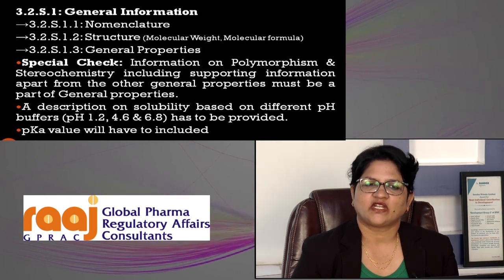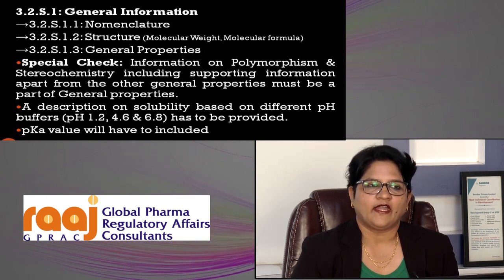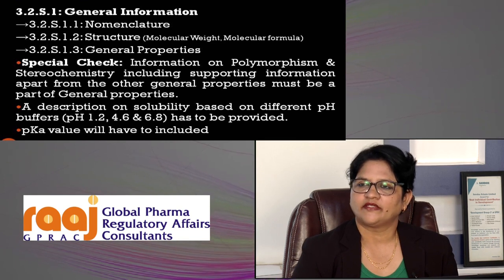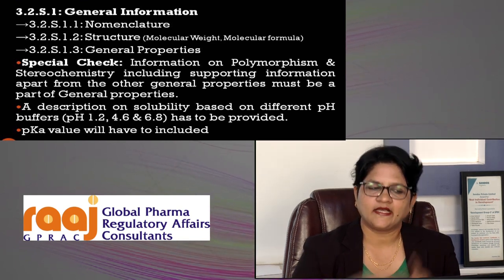So these are the special checks we have to consider while gathering the information about the drug substance under general information. Though it is called general information, the molecular weight, the structure, the API characterization data, and the polymorphism, solubility, pH value, pKa value, everything is important because it is going to affect the quality of your product at the end of the shelf life. And that is where, when you review the DMF, you have to see whether the vendor has captured all the information under the general information or not.